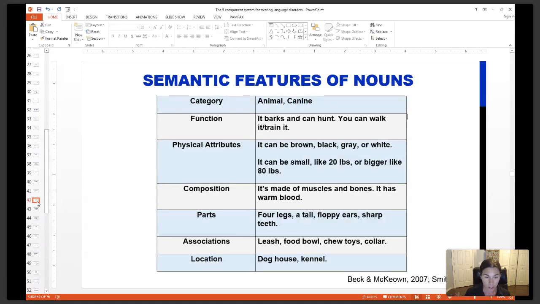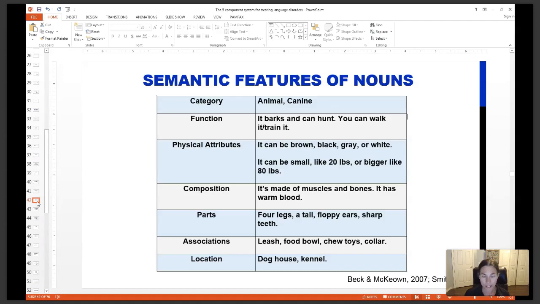So let's start with nouns. Some of the semantic features that you can describe for nouns include things like category, function, physical attributes, composition, parts, associations, and location. Obviously, with a kid with a language issue, sometimes if you ask them, tell me everything you know about this, they'll give you one thing, or they'll give you 5 of the same piece of information. Like they'll tell you a bunch of functions, but not any other pieces of information. So when we study semantic features, it helps with that storage, because we're drawing kids' attention to those other pieces of information. So take a look at this, see if you can guess what word I am describing.